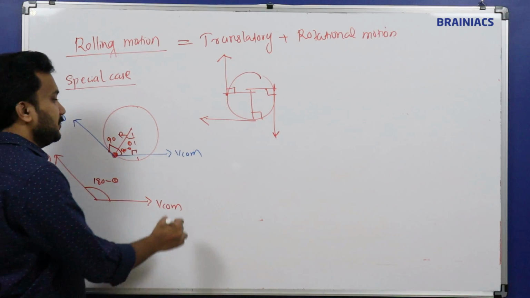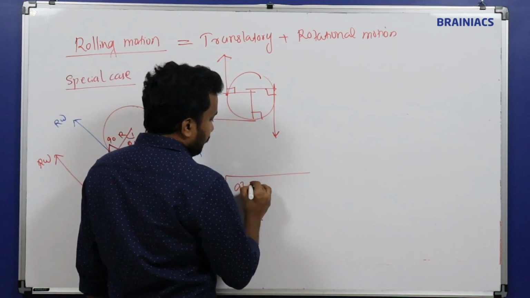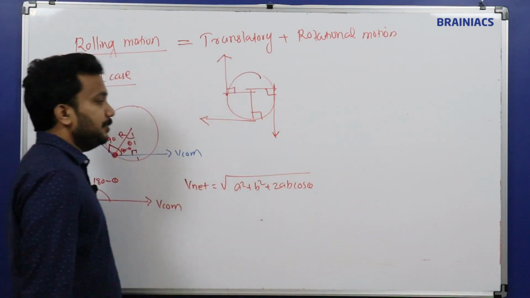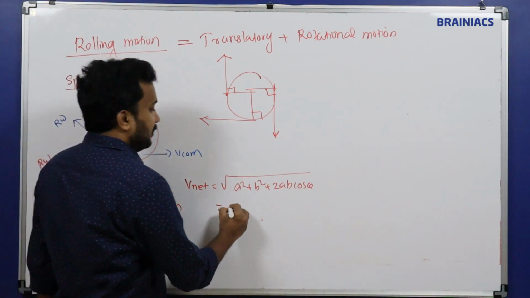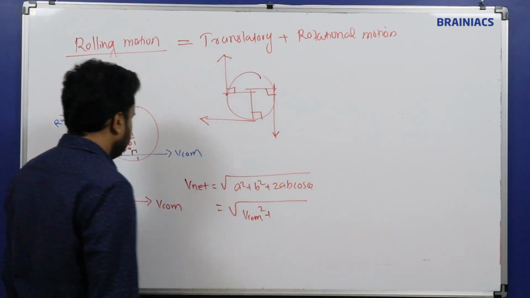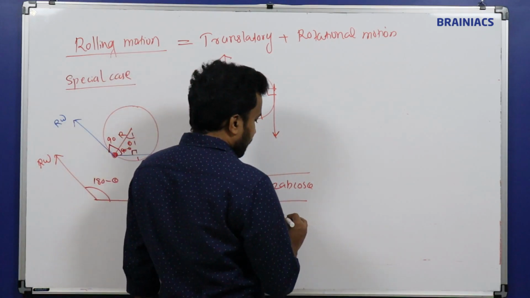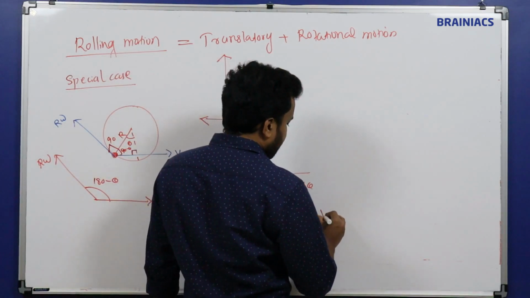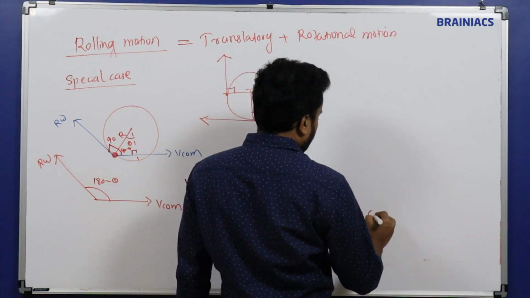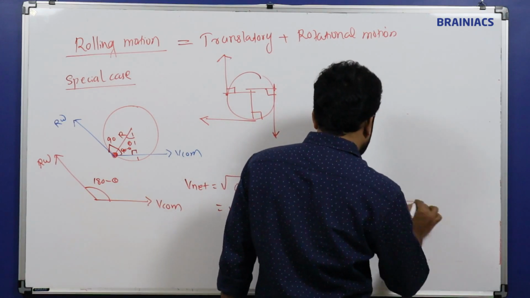So we'll find the net velocity. V net equals, what is the general formula? Root of A square plus B square plus 2AB cos theta, if A and B are vectors. Then what are the two vectors here? VCOM square plus R omega the whole square plus 2 into VCOM R omega into cos of 180 minus theta. This is the general expression.